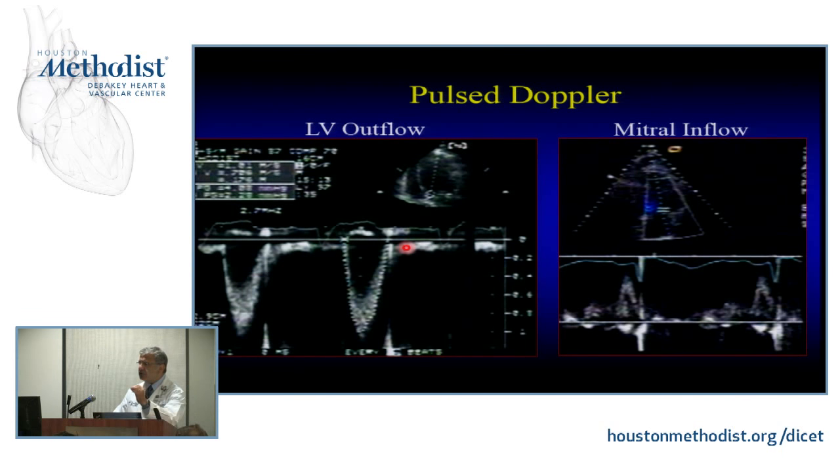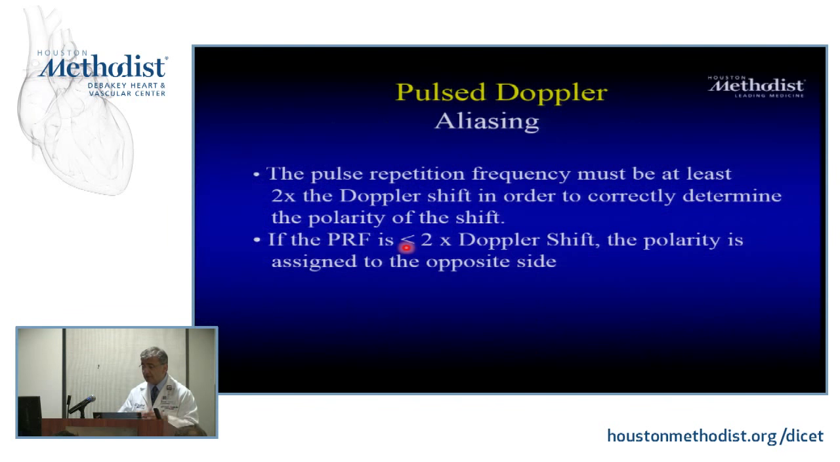Because you can range gate, that's the beauty of it. One problem with it is, since I'm pulsating, it's almost like a stroboscopic light. There's a certain frequency I need so that I can resolve what the actual velocity is. You need to have the pulse repetition frequency be at least 2 times the Doppler shift. An example for you.